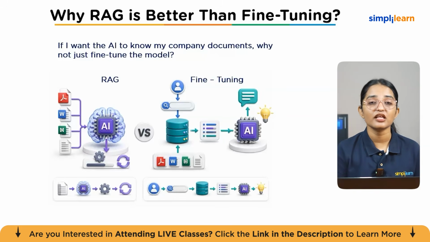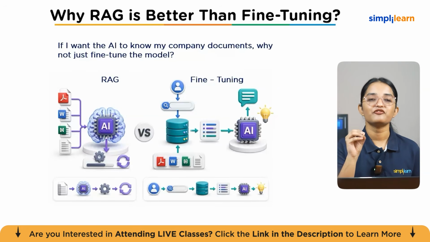You don't need to retrain the model again and again. It works well for private and changing documents. It can fetch current information at runtime. It is usually more practical for enterprise search assistants. So if a company document changes tomorrow, you can just update the database. You do not need to retrain the full model. That makes RAG very practical.